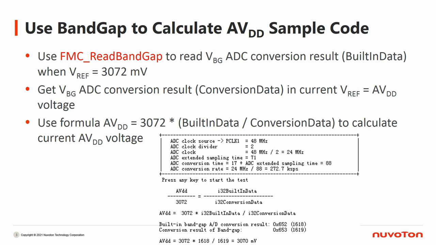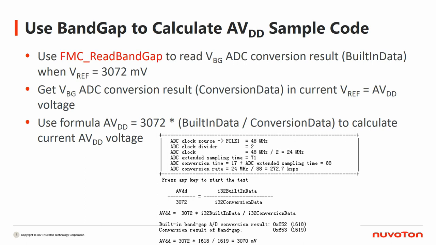In this sample code, we're going to use bandgap voltage to calculate the current AVDD. There are three steps for making it. First, in the factory, we set the reference voltage as 3072 millivolts, and then use this voltage to do analog-to-digital conversion to get the value of bandgap. After getting the value of bandgap voltage, we store it as built-in data in our MCU. The built-in data value of bandgap can then be read from the function FMC_ReadBandgap.